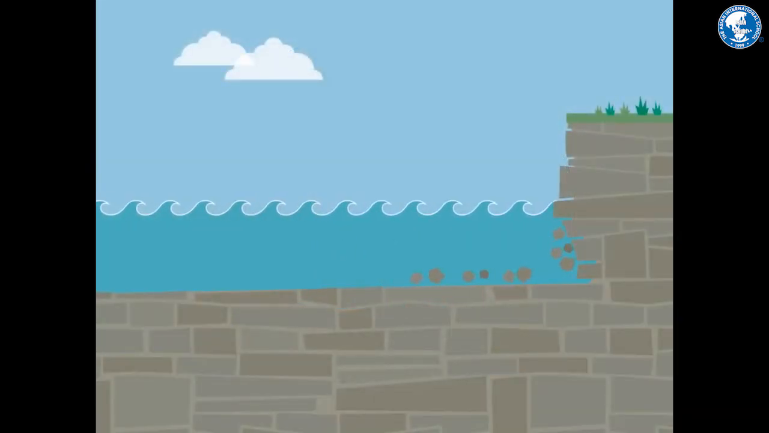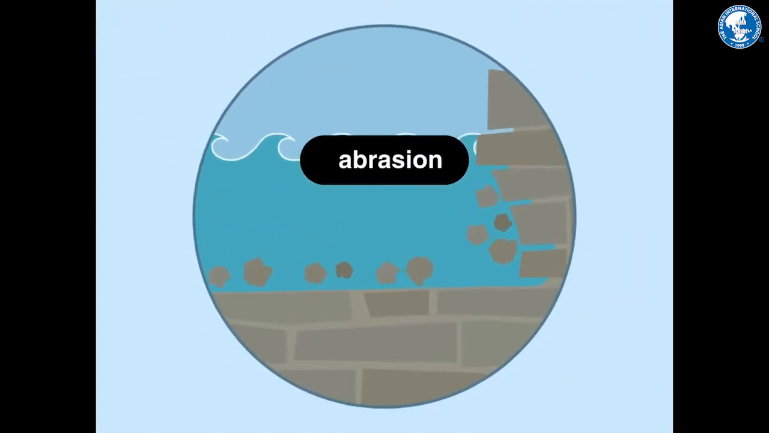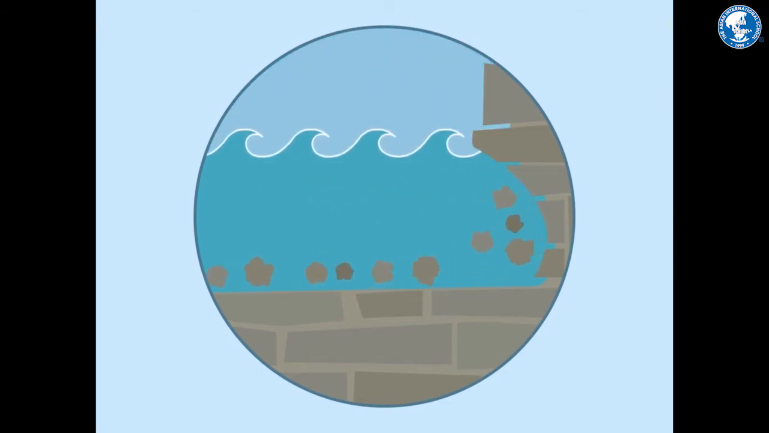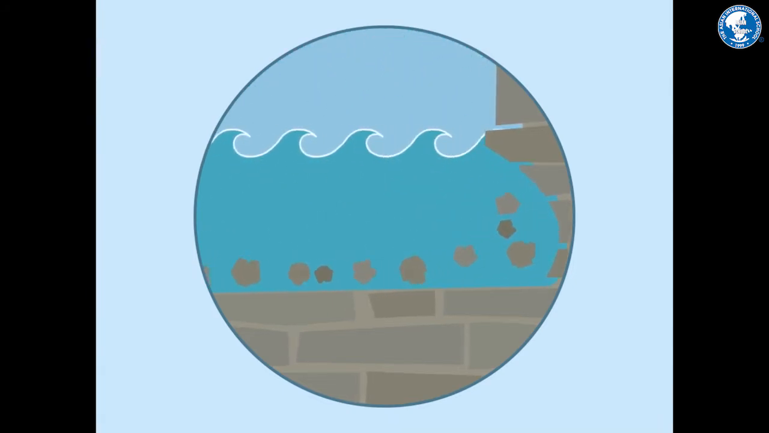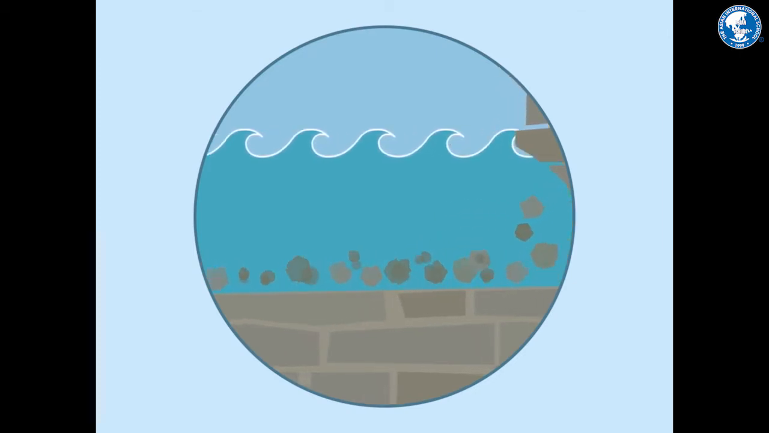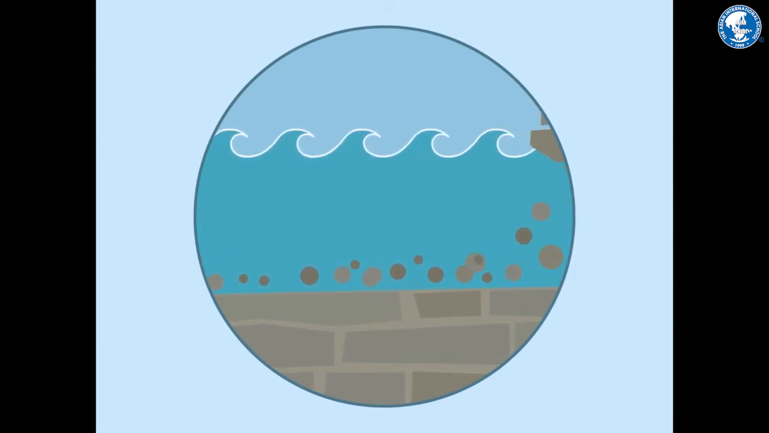There are 2 other types of erosion. Abrasion happens when sand and pebbles in the waves are flung onto the coastal rock, wearing it away like sandpaper. And finally, attrition happens when the bits of rock that have broken off the coast collide into each other. Over time, these rocks become smaller and smaller until they end up as shingle or sand.